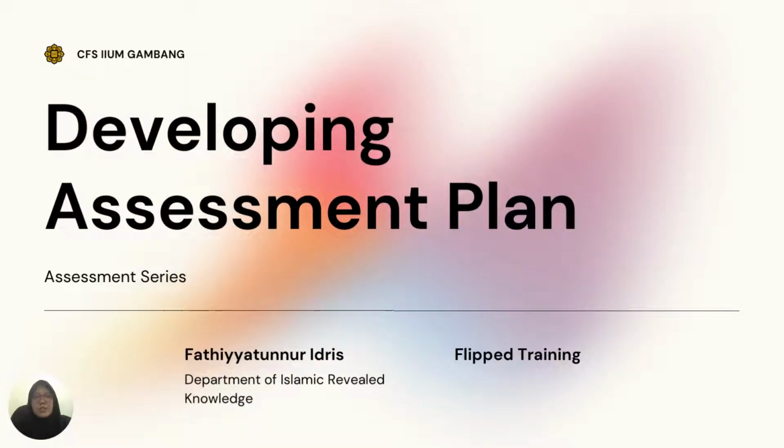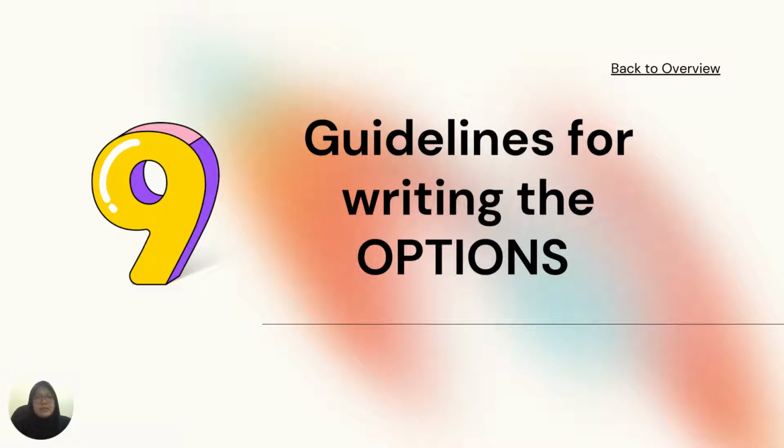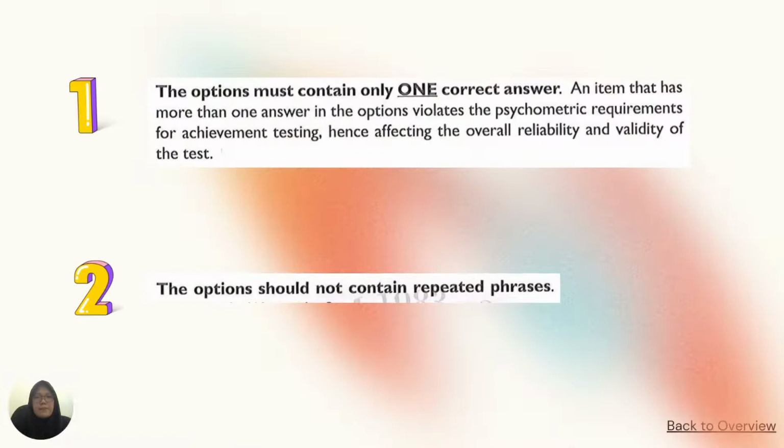Bismillahirrahmanirrahim. In this video, we will continue with creating essay tests or constructing subjective tests. Earlier we talked about the guidelines to create the stem, and for this video, we will discuss the guidelines for writing the options. There are also 9 guidelines. So we go to the first.